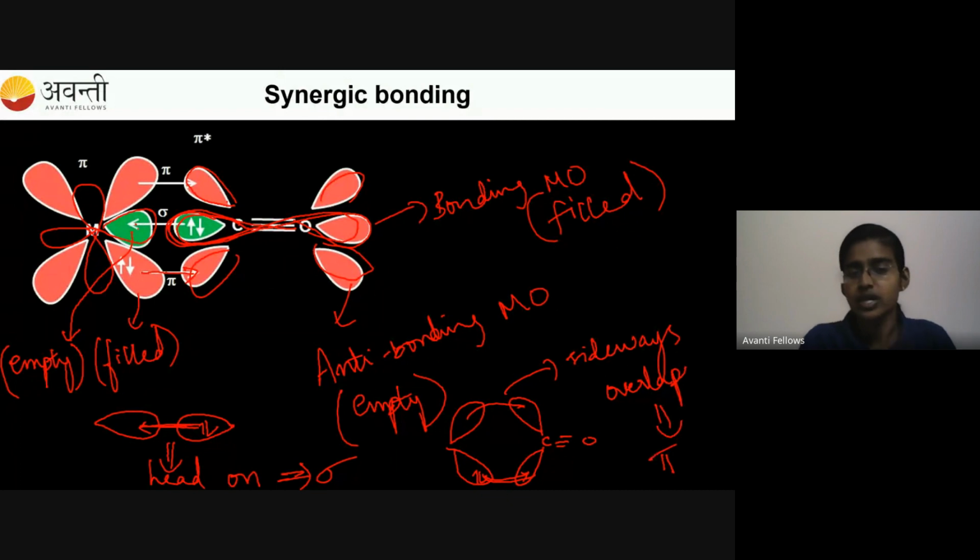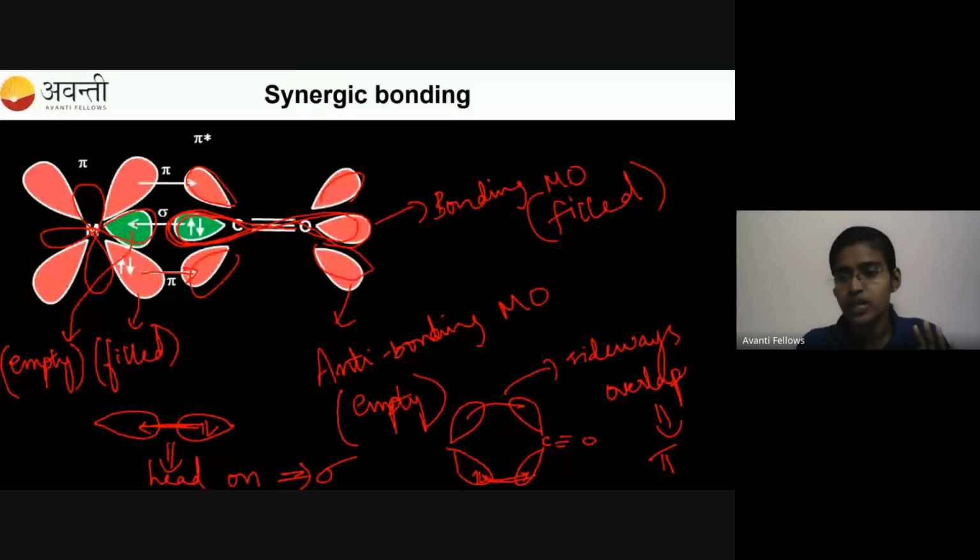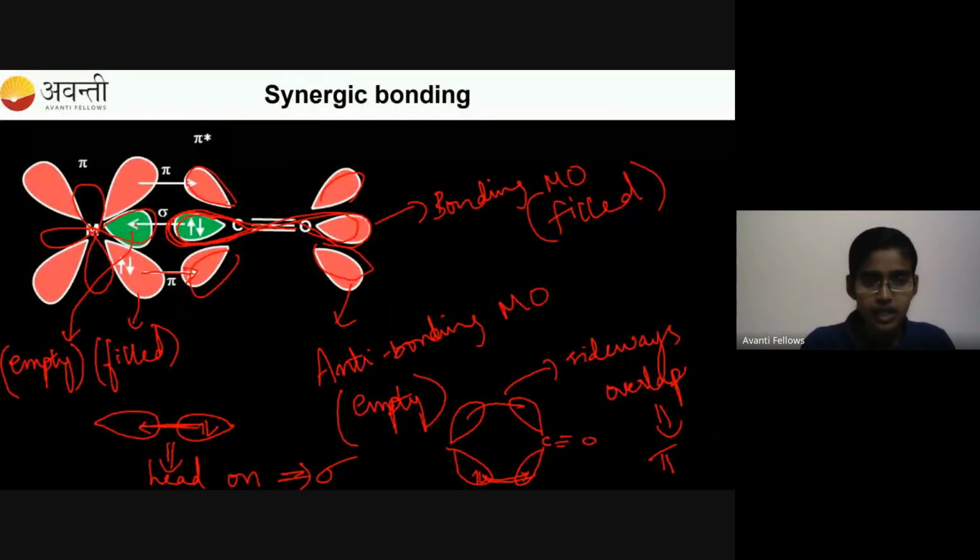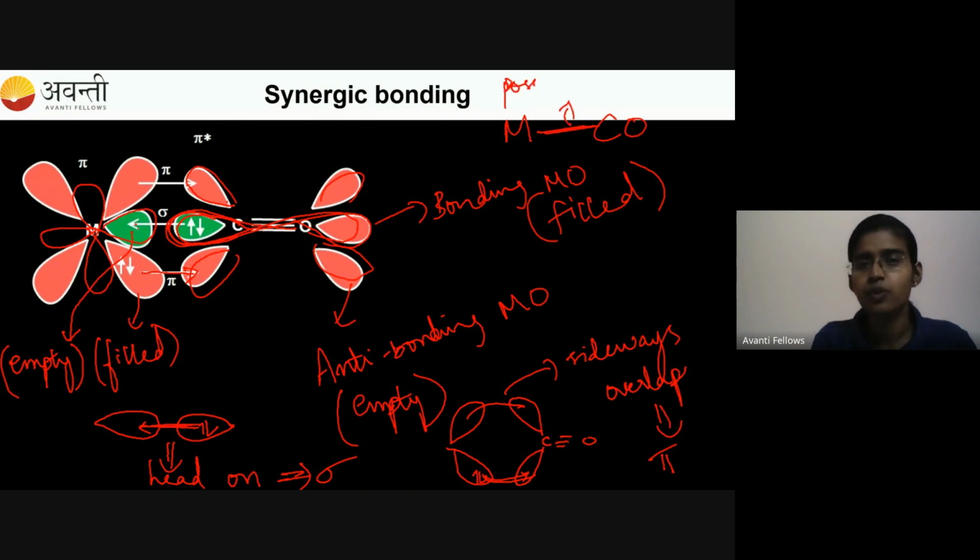So on one side, the ligand is donating and forming the sigma bond. On the other side, the metal is donating and forming the pi bond. So the ligand is also donating, the metal is also donating. What happens? This metal-ligand bond possesses both sigma and pi character. Got it? So what is happening because of this? This is called back bonding.